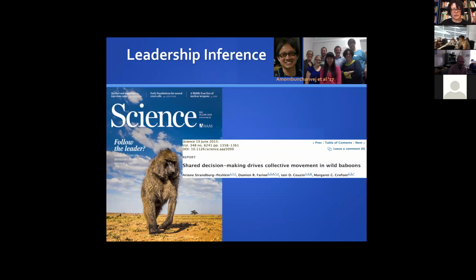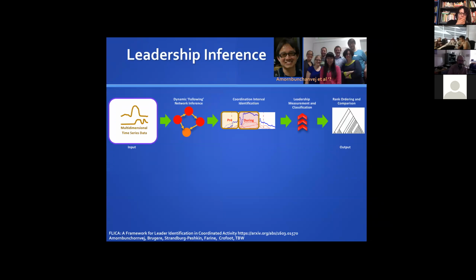In the biological studies by the same group, they show that in baboons, shared decision-making really drives collective movement. And so we created a methodology, a whole suite of methods, where given the multidimensional time series, such as trajectories of a troop of baboons, we extract what is called the notion of following. Individual A follows individual B if their trajectory shape is sufficiently similar, and more generally, their time series shape is sufficiently similar with a small time delay.